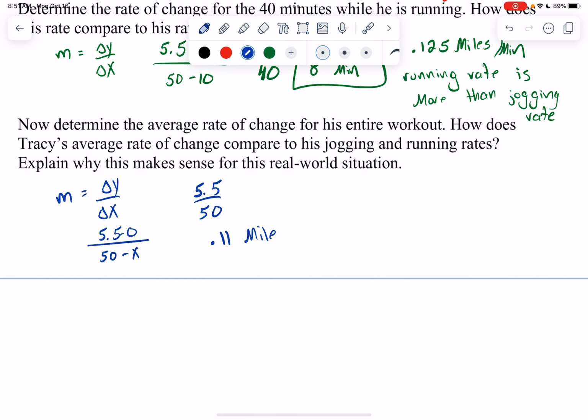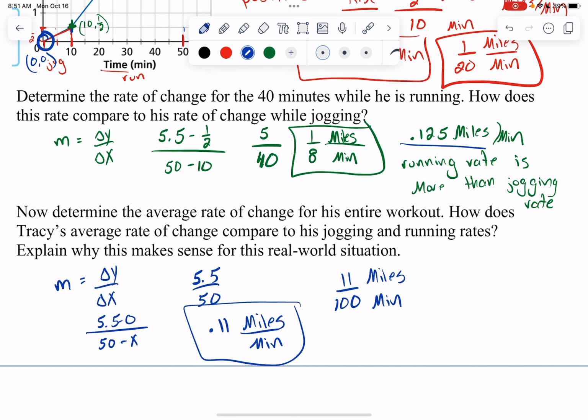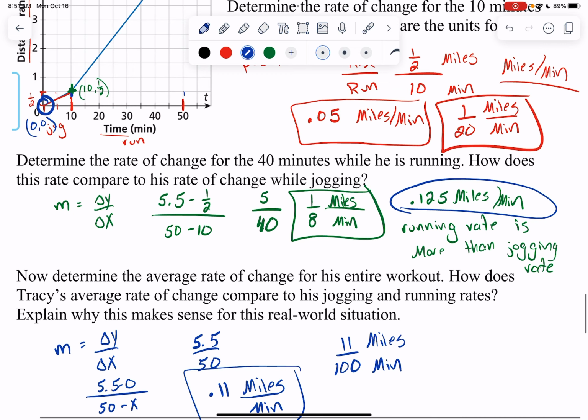0.11 miles per minute, or 11 over 100 miles. You can go 11 miles in 100 minutes. In this case, I think I like this version better. 0.11 miles per minute, as opposed to his 0.125 miles per minute, as opposed to his 0.05 miles per minute.